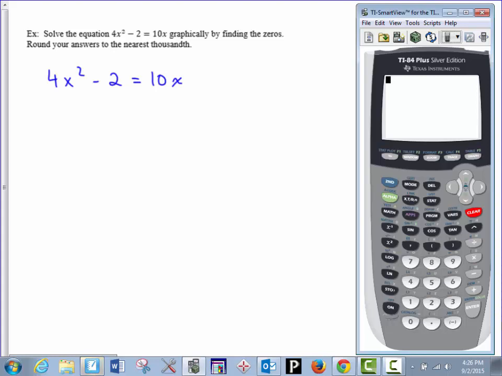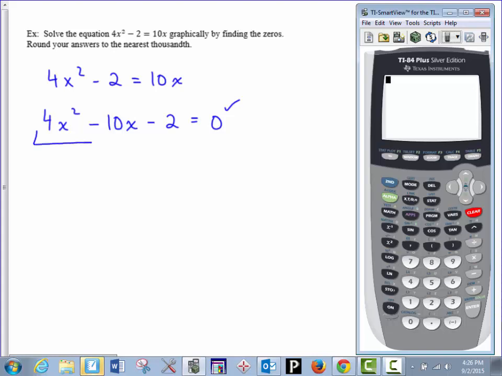We need to solve so that 0 is on one side. We can see that in this case, the 10x would be the easiest term to move so that the right-hand side would become 0. When we move 10x over, we need to subtract it, and then also put your terms on the left-hand side in order. Meaning, we would have 4x squared first. When we subtracted the 10x over, that would be the next term, and then the minus 2 would stay, and then we would have 0 on the right-hand side.